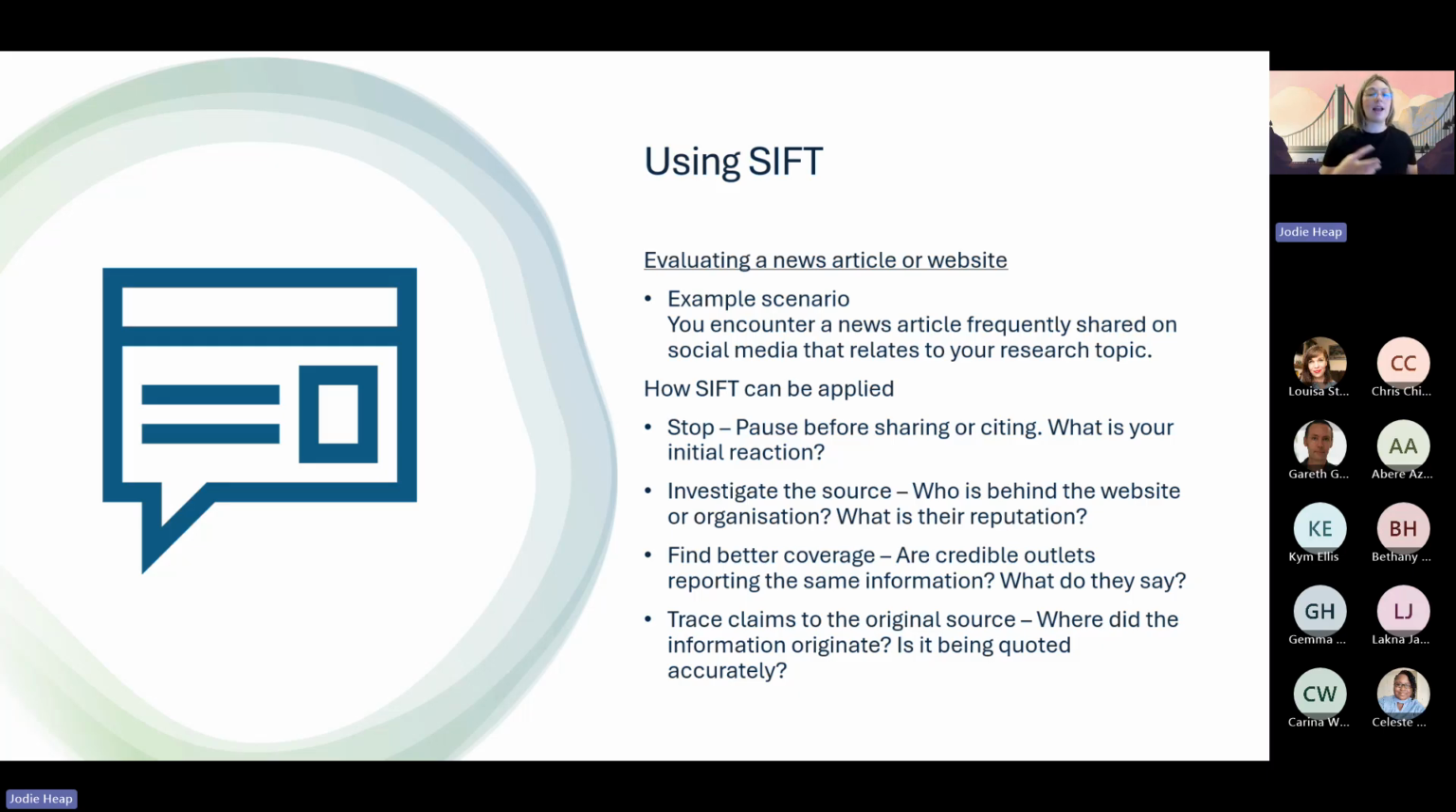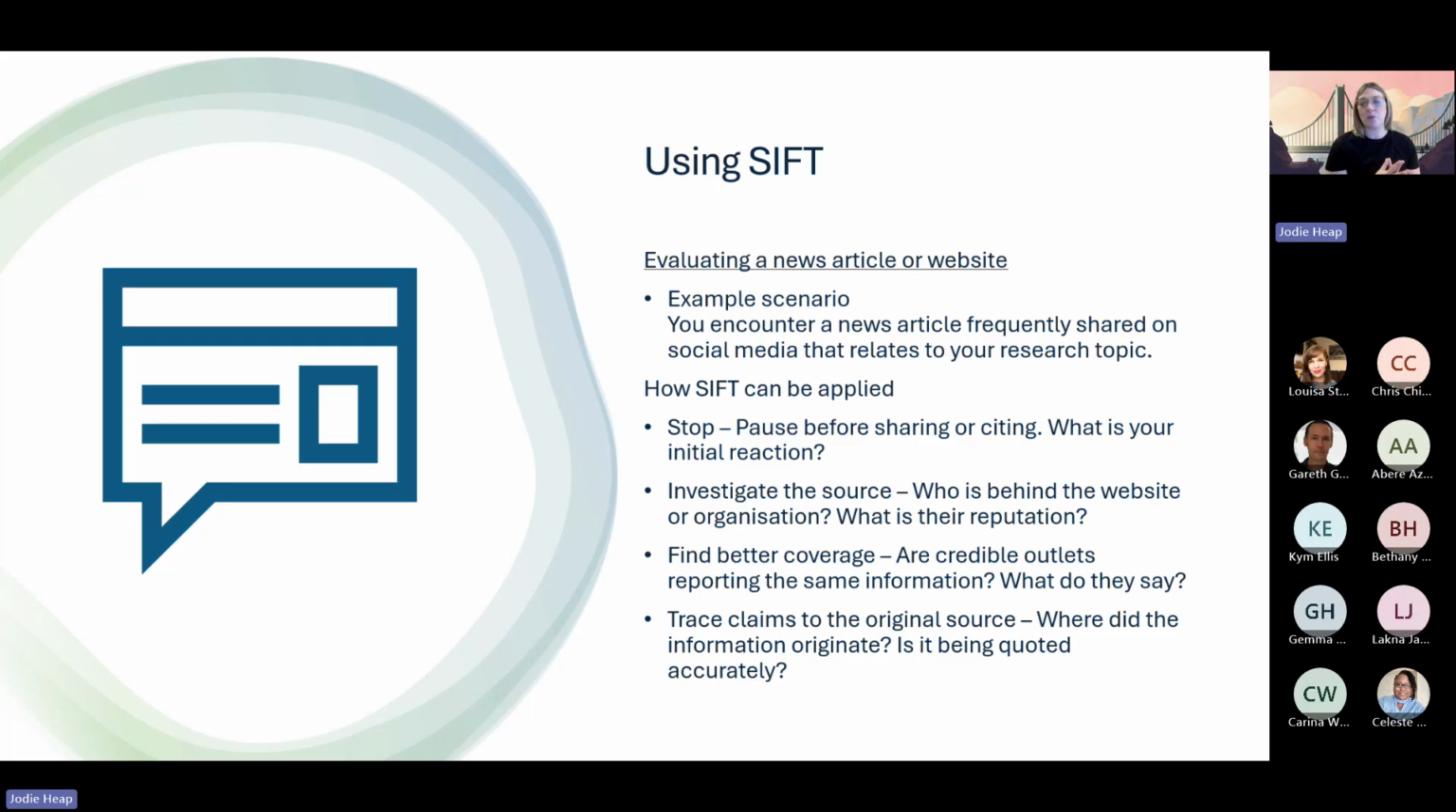So looking to people on the left and to the right, and if there's any central perspectives as well, that piece of information might be shared quite differently depending on who is reporting on it. And can we trace those claims back to the original source? I can't quite remember it now.